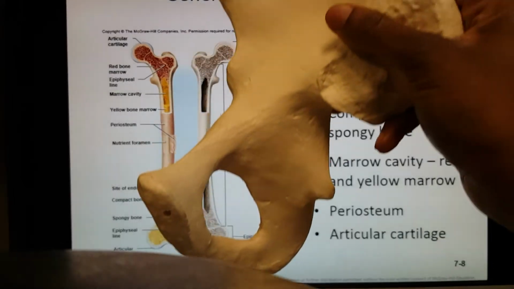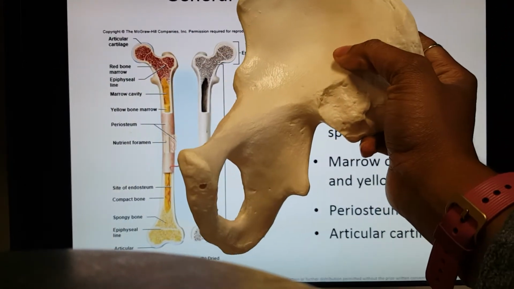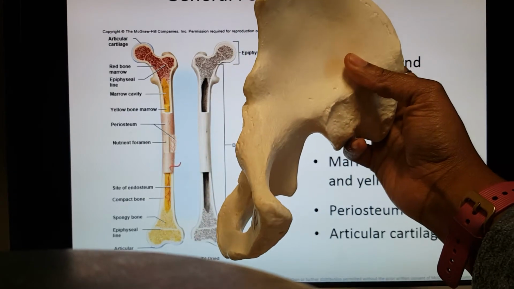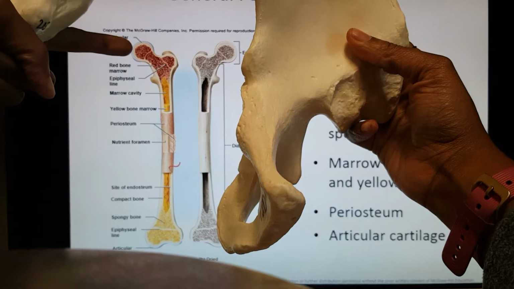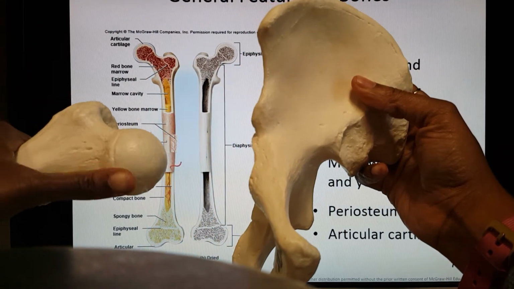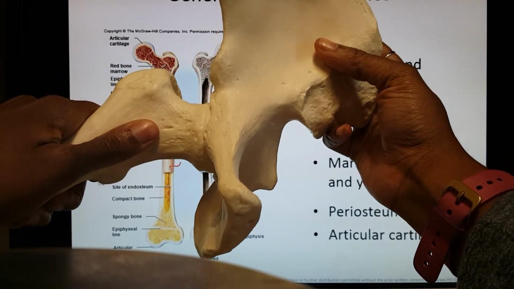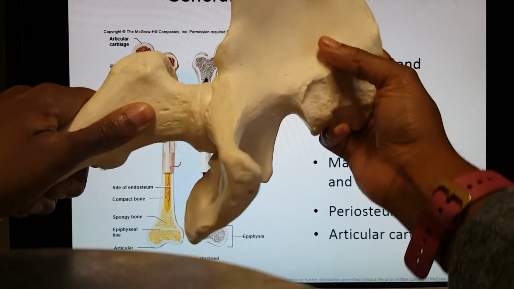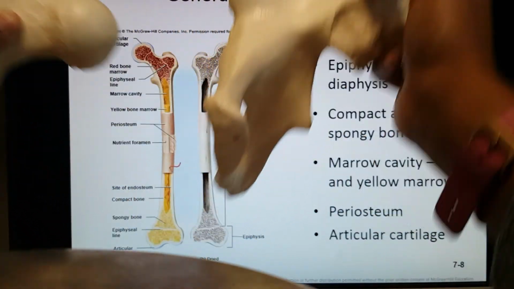So here we have an os coxa, or our hip bone. The os coxa, or hip bone, makes a joint with the femur. And here in our picture, we see the articular cartilage. So here we would have articular cartilage on this little round knob, or the head of the femur. And sticking into our hip socket, that articular cartilage keeps those two bones from rubbing against each other.